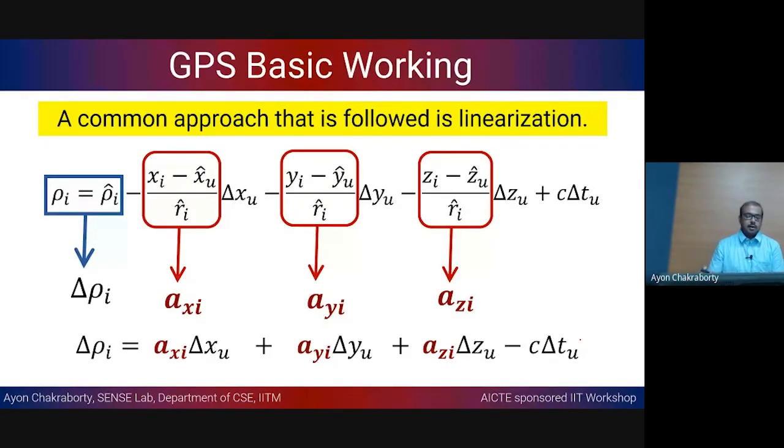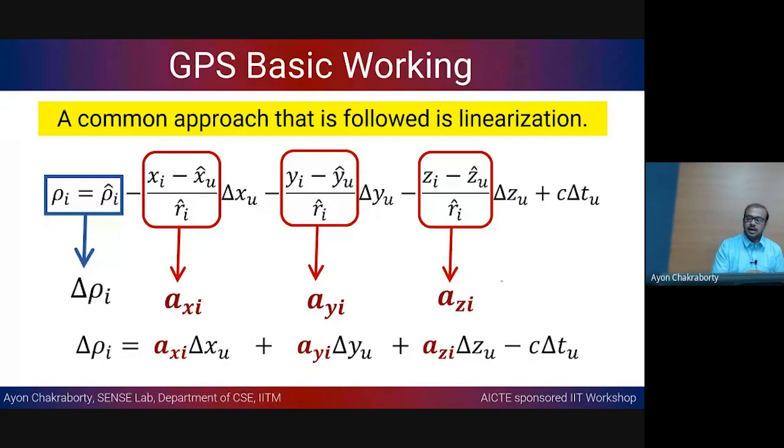Now what we do is simply give names to each one of these terms to ease our computation. We can take this rho I and subtract this rho I cap, which basically means the delta rho I. What was the increment or decrement in the range? Because the range could be increasing slowly as I am going far away from the satellite, or it could also be decreasing. Just take this delta rho I. Xi minus x hat by Ri hat is termed as alpha xi. Similarly, we have alpha yi and alpha zi.